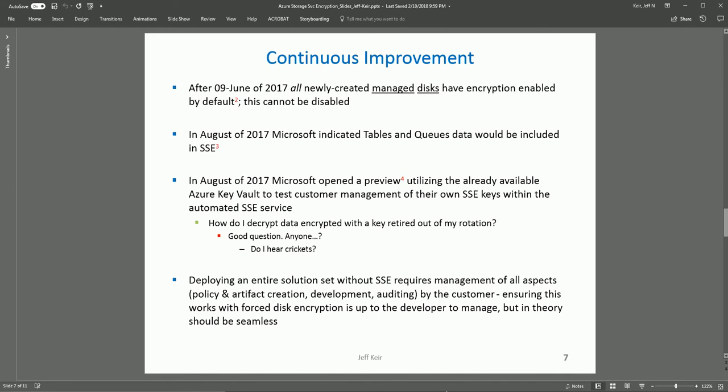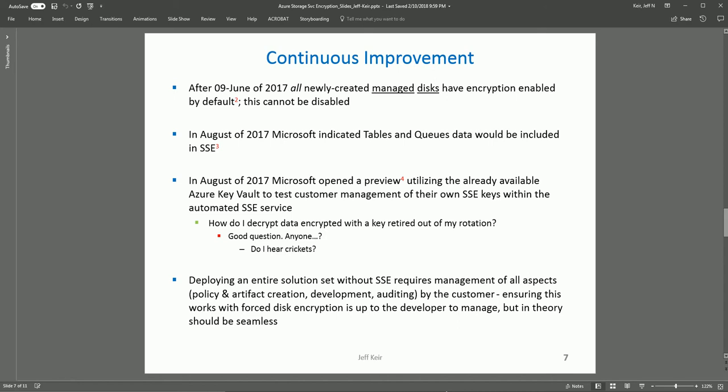There's some continuous improvement notes. June was when the storage service released, June of 2017, and there was a note in that release notice that managed disks will have encryption enabled by default. There is still such a thing as unmanaged disks. If you want to build a new server using a VM template, you can say unmanaged disk, and it takes away some of Microsoft's ability to do balancing and data protection on that. But if you want to make that choice, you can.